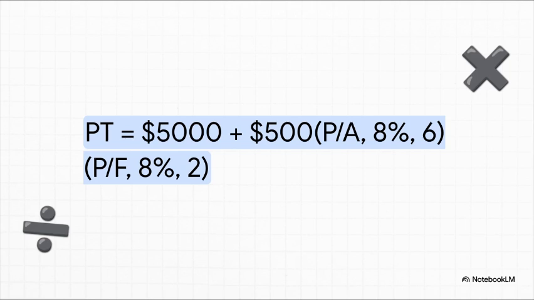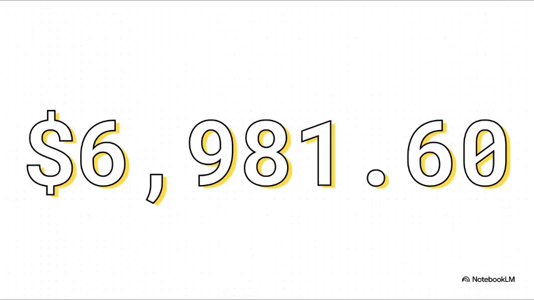But we need the value at year 0, right? So we have to treat that P prime like it's a single chunk of future money and discount it back 2 years using the P/F factor. We just plug in the numbers from the factor tables, run the calculation, add it to our initial $5,000, and there it is. The total present worth of this whole software deal is $6,981.60. See? The method works perfectly.